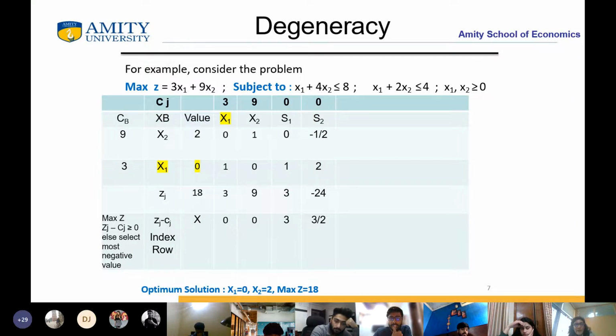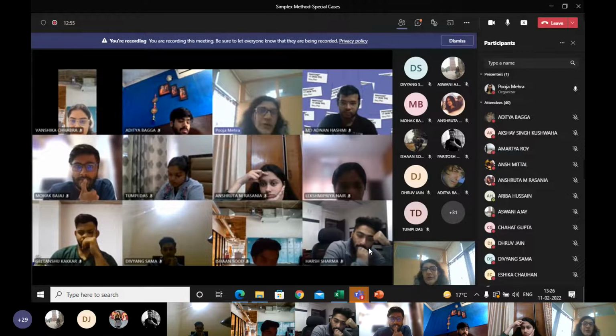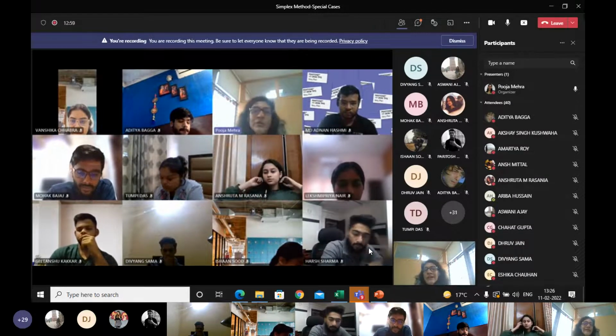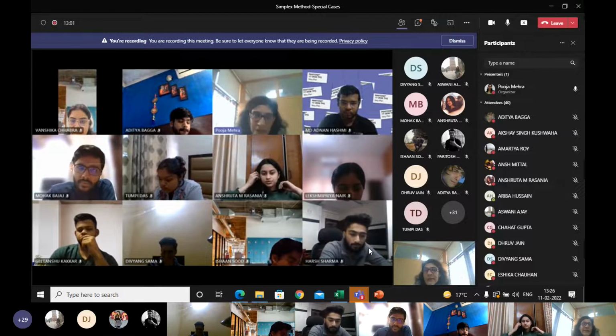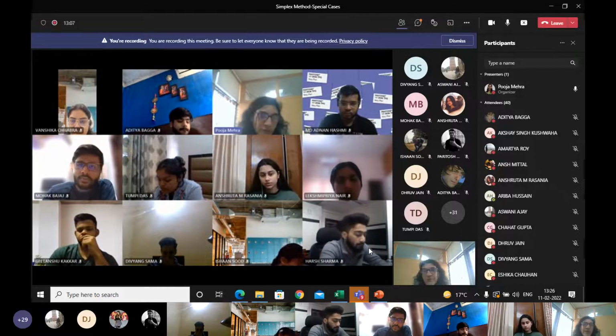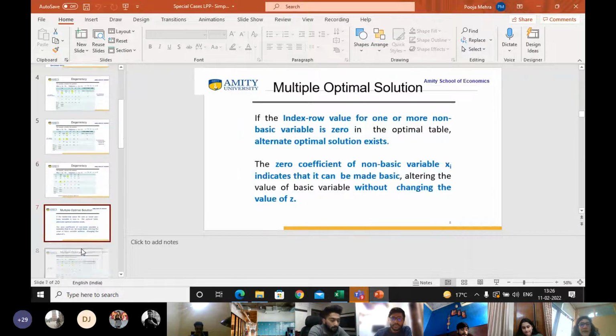So whenever you find there is a tie in the key ratio, you can select any one. If your selection is wrong, it might take 2-3 iterations, but you can find the optimal solution. Okay. The next case is the multiple optimal solution.